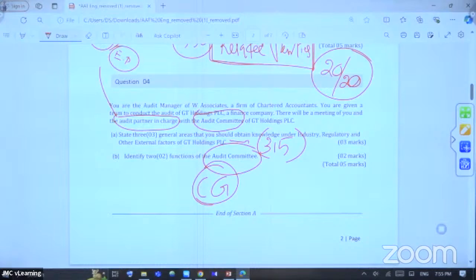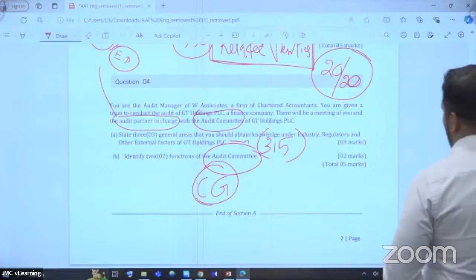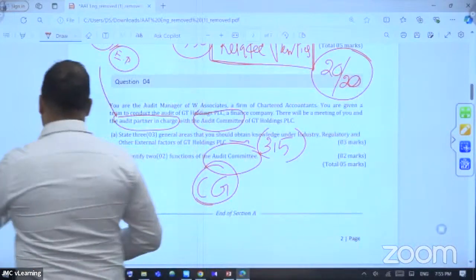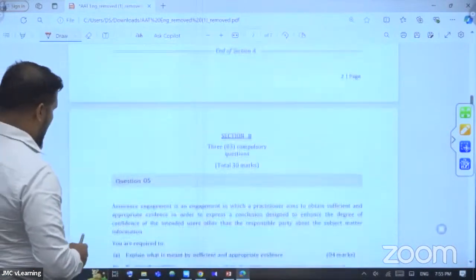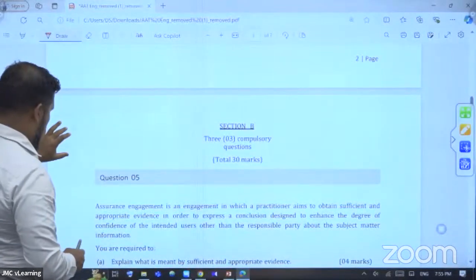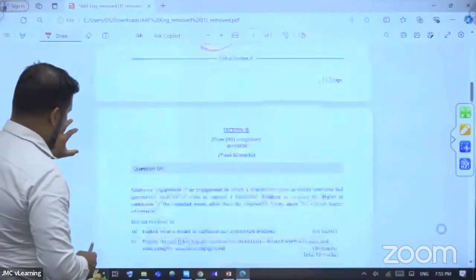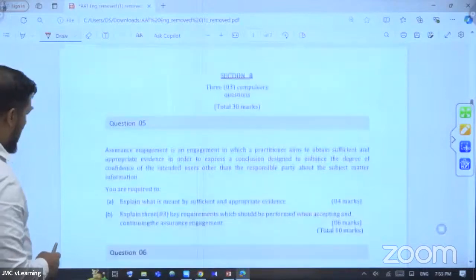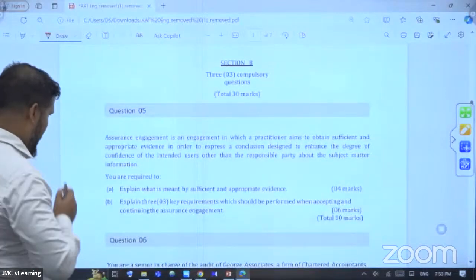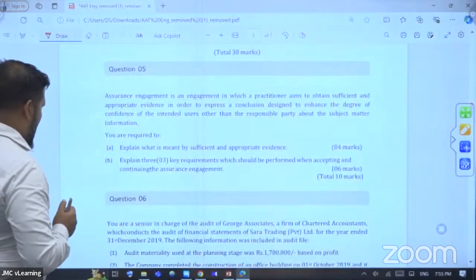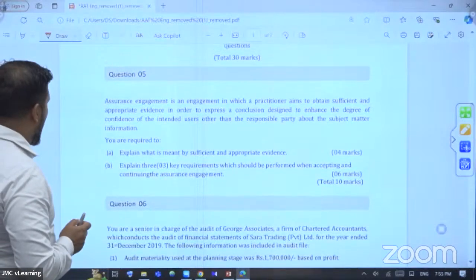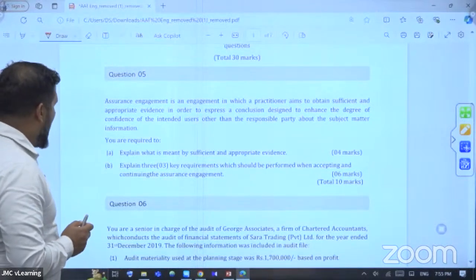Right, okay. Now we'll shift to a few questions which have been tested for Section B. Section B, question 5.